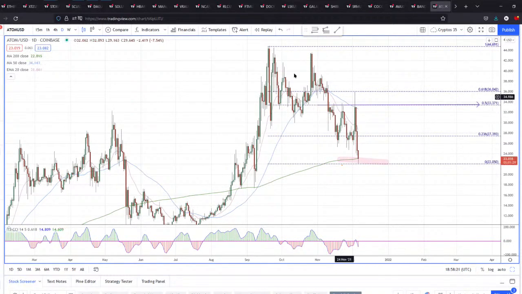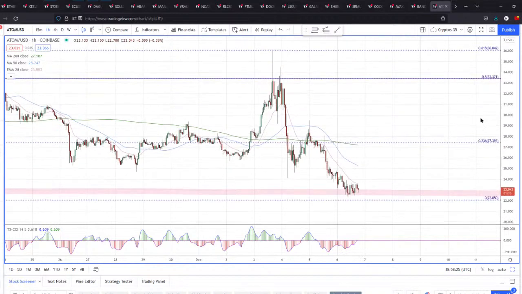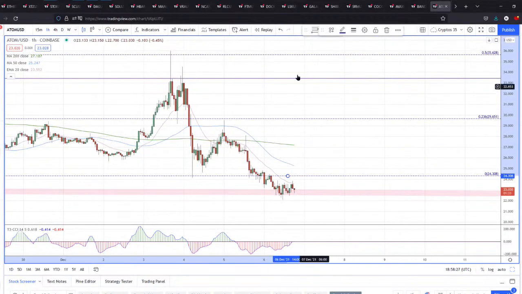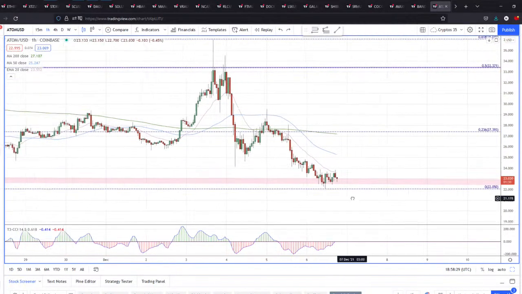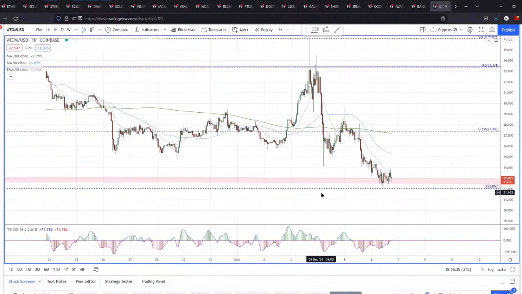So let's see if we can make a base and bounce here. So far it's very tentative. Very tentative. We haven't even flipped our hourly moving averages. So I would be a little bit patient and wait and see.